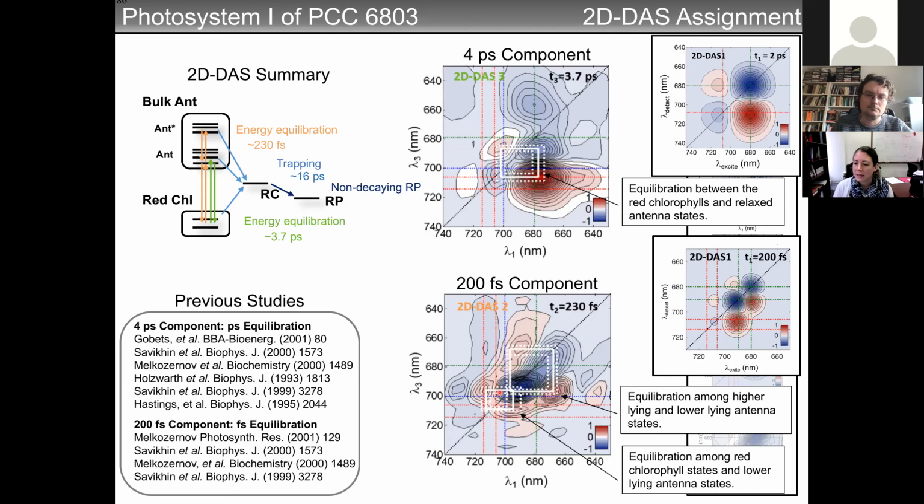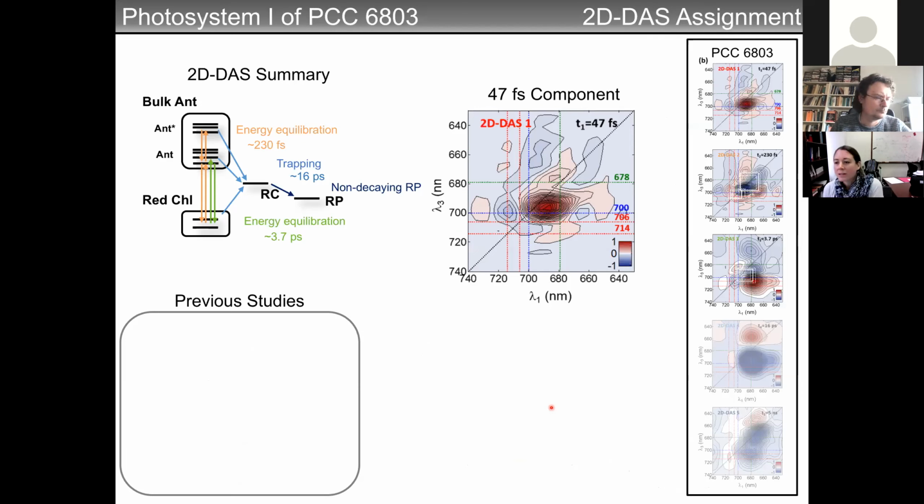But now we can gain a little bit more information from the 2D DAS, because now we have this sort of connectivity map. So for example, we know that this antenna state here is not undergoing equilibration with the red chlorophylls. Okay. And then we can also resolve a very fast component that evolves on the 50 femtosecond timescale. And here, what we see is it just looks like a growth. So we have a growth that's sort of slightly shifted below the diagonal.